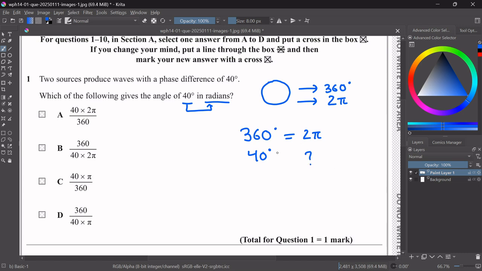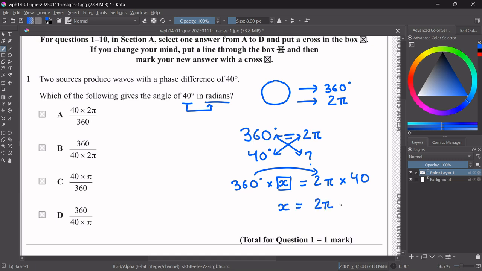So we will just cross multiply, right? So this with this and this with this. Now it will be 360 degrees and the question mark, let's replace it with x, multiplied with x equals 2 pi times 40. Now we need this x, right? So we will shift this 360 degrees to the right side. So it will be x equals 2 pi times 40 divided by 360.